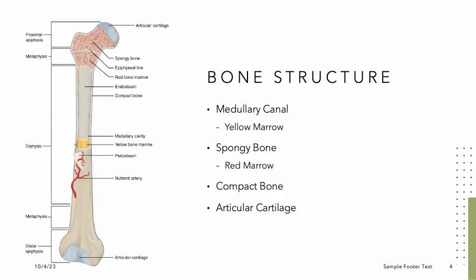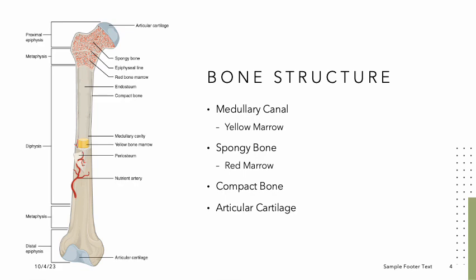Long bones also have marrow, and they have two types, yellow and red. The yellow marrow is found in the diaphysis part of the bone, in the medullary canal. So the narrow center part of that bone holds yellow marrow. In the soft, spongy part of the bone up by the epiphysis is the red marrow. So soft, spongy has red, and in the middle of the hard, compact part of the bone is the yellow marrow, and it's in the canal. The hard part of the bone is the compact bone. The soft ends are spongy.